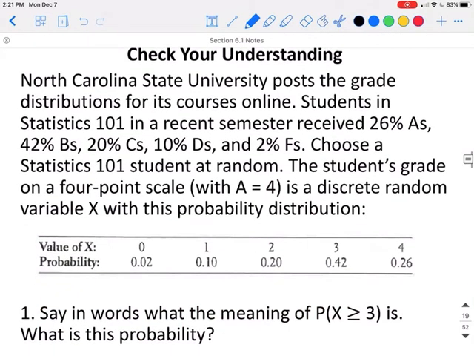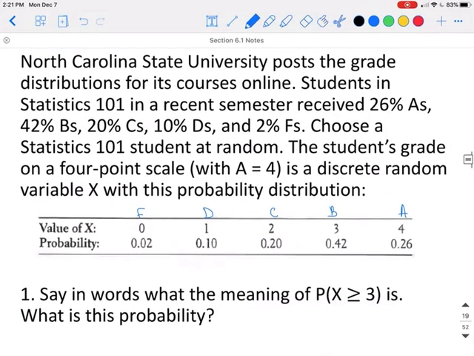Now let's check your understanding. North Carolina State University posted the grade distributions for its courses online. Students in Statistics 101 in a recent semester received: 26% of them got A's, 42% got B's, 20% got C's, 10% got D's, and 2% of them received an F. Choose a Statistics 101 student at random. The student's grades are on a 4-point scale, which means an A is worth 4 points, a B is worth 3 points, a C is worth 2, a D is worth 1, and an F is worth 0 points.